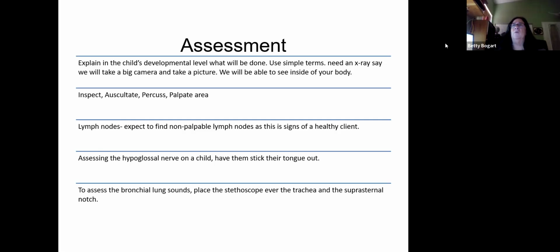When we're doing the assessment, always know we go from the least intrusive to the most. We're looking first, that's the inspect. Then we can listen, auscultate, percuss, and palpate those areas. I've mentioned it before, I'll mention it again. Lymph nodes are there to make what your body needs when they're fighting an infection. So if there's no infection anywhere, the lymph nodes should not be felt. They shouldn't be anywhere lumpy at all. So lymph nodes, non-palpable if you're healthy.